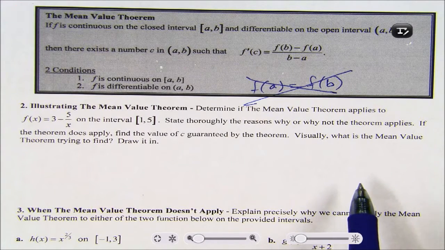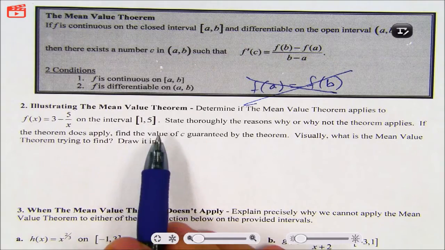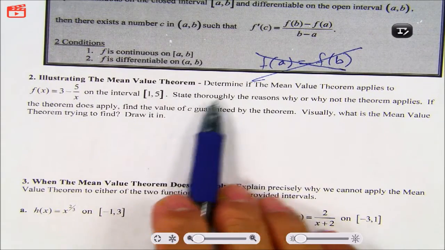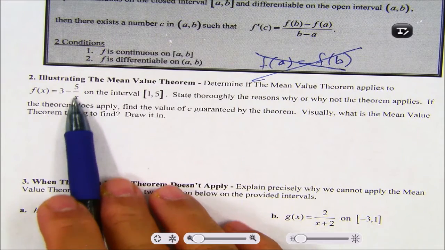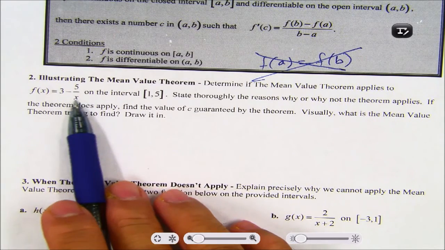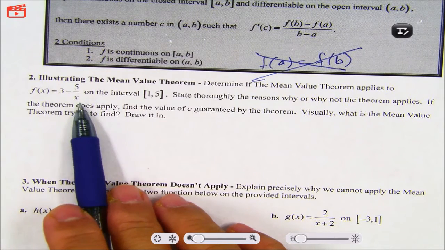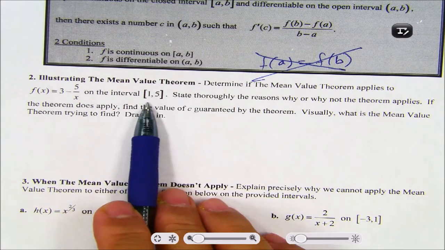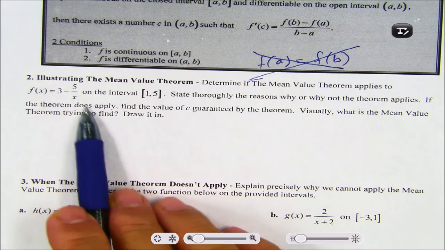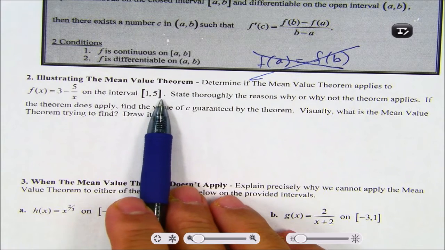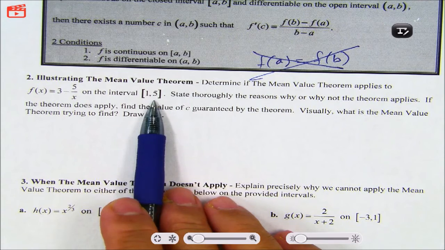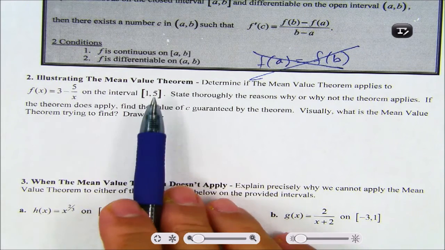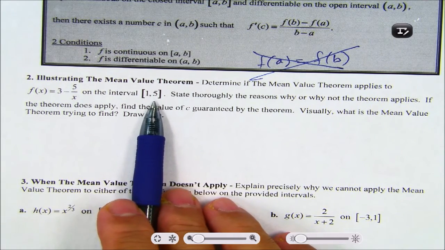Okay. All right. So I'm just going to go straight into an example. So determine if the mean value theorem applies to this. Okay. So looking at this, where is this function undefined? X equals 0. Is that in this interval? No. So it's okay. So we don't care that it's undefined at 0 because it's not in this interval. So it's otherwise continuous on this interval, and it's differentiable on this interval, right? Only x equals 0 is a problem, and 0 is not in there.